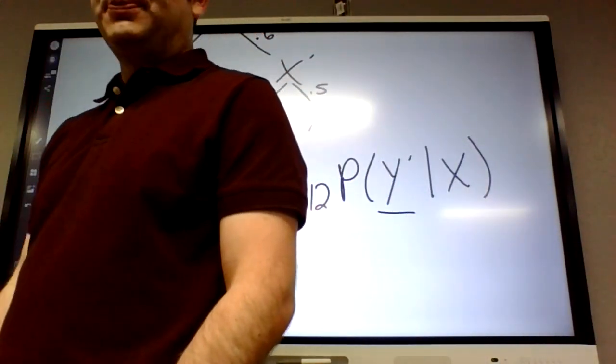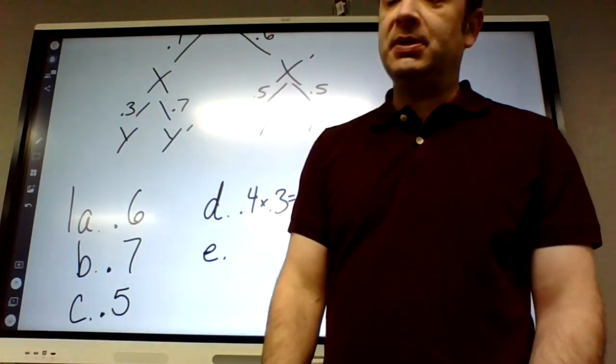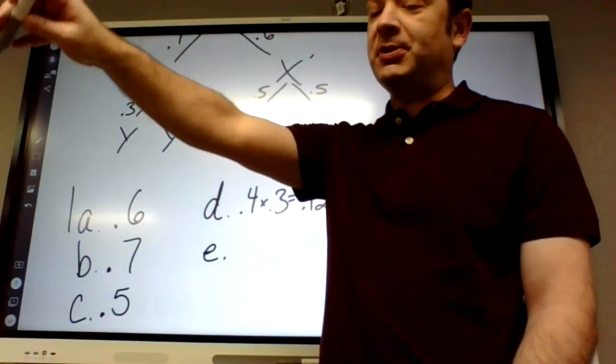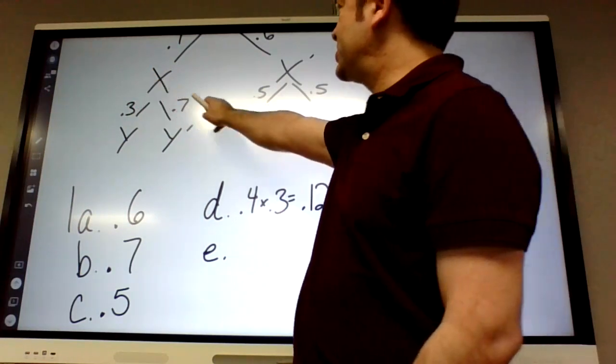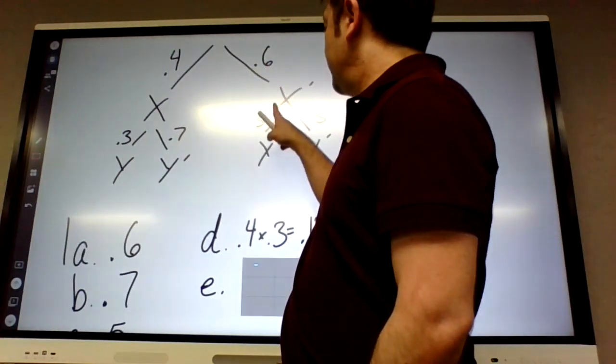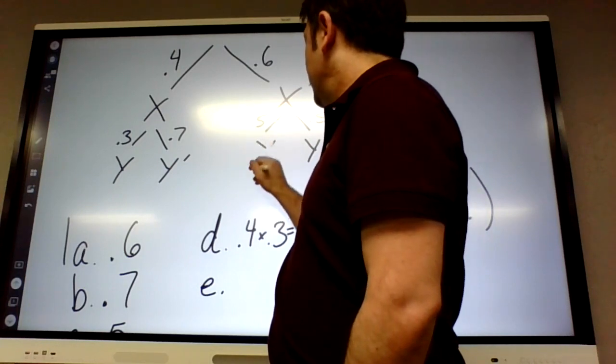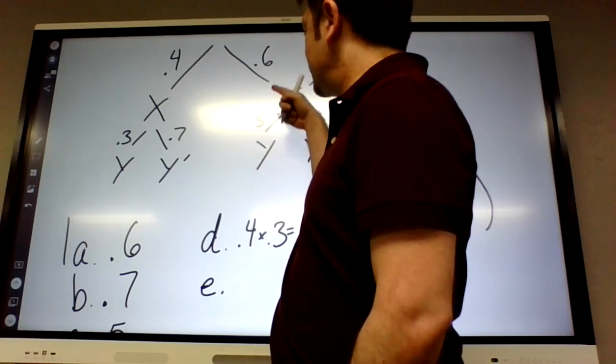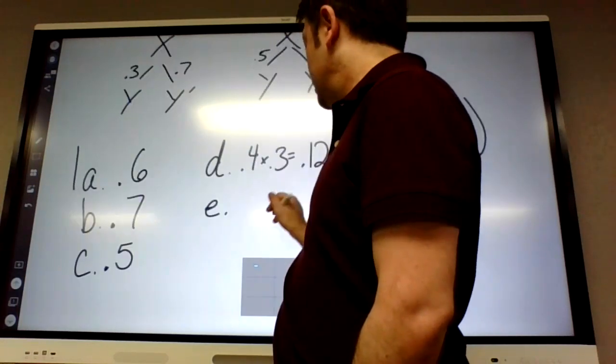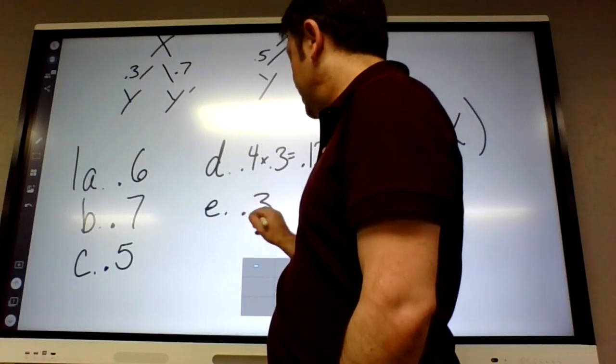What's the probability of X prime and Y happening? So the probability that X prime is going to happen is 0.6. And the probability that Y is going to happen after that is 0.5. So 0.6 times 0.5 is 0.30, 0.3.